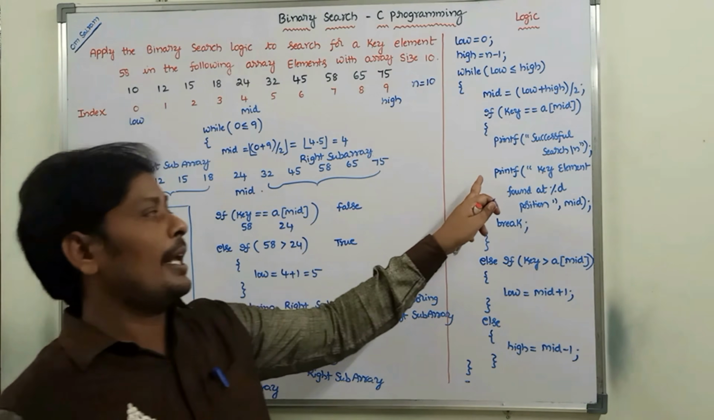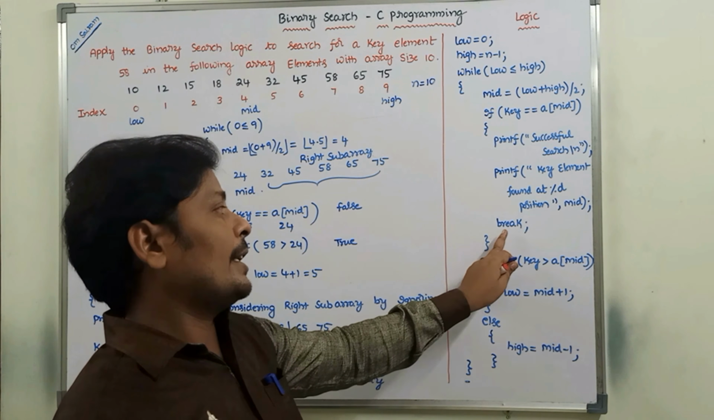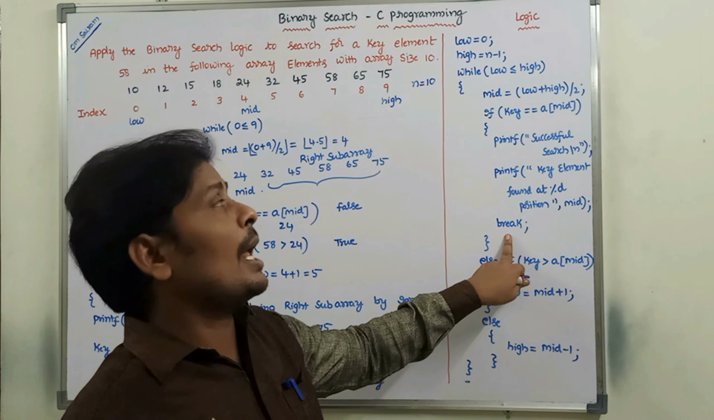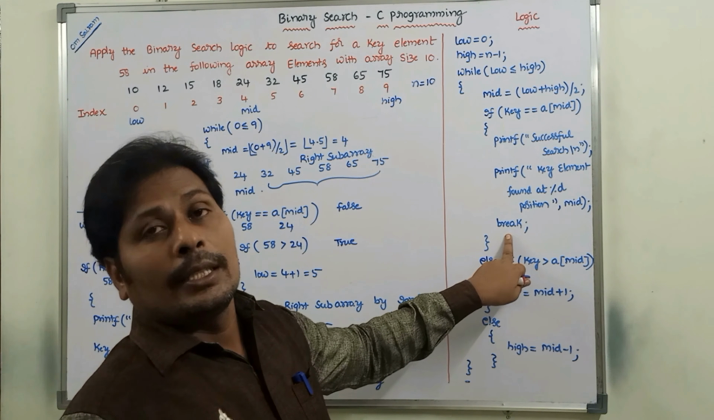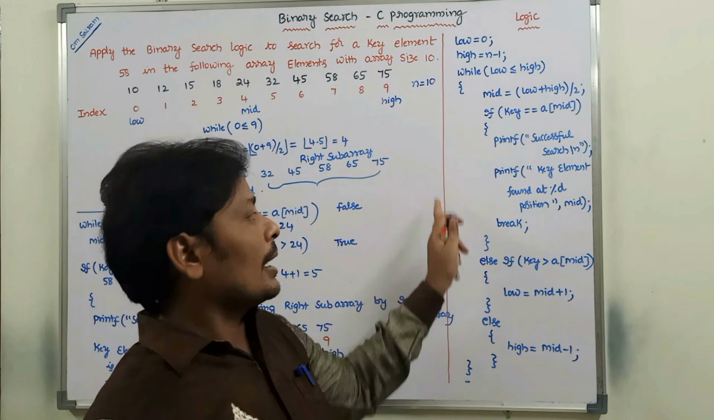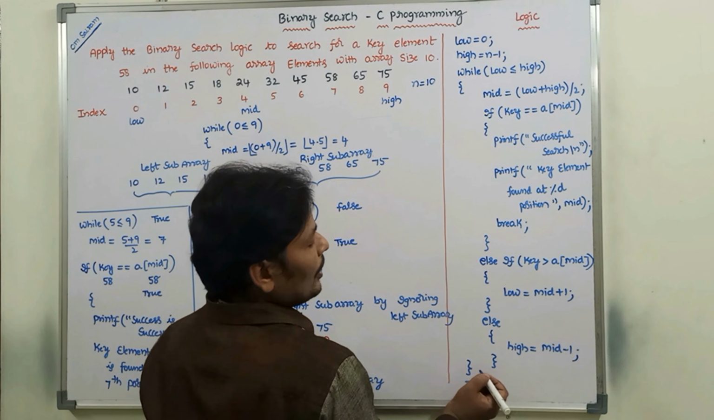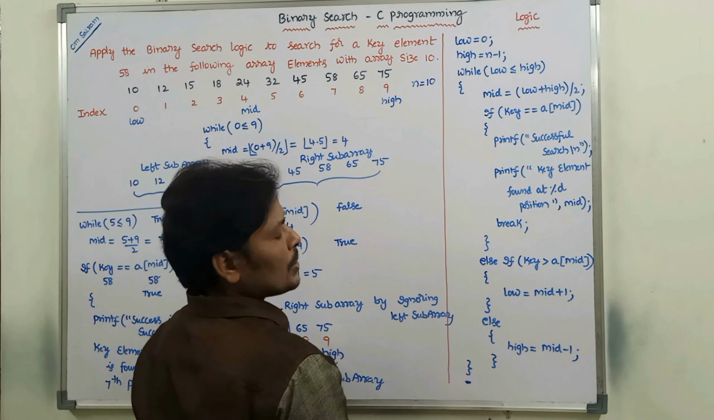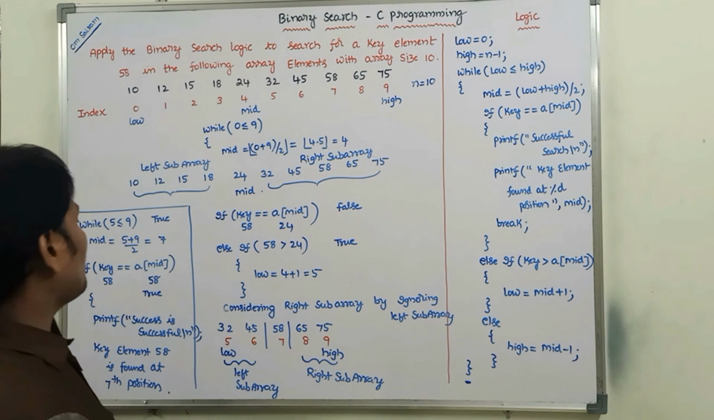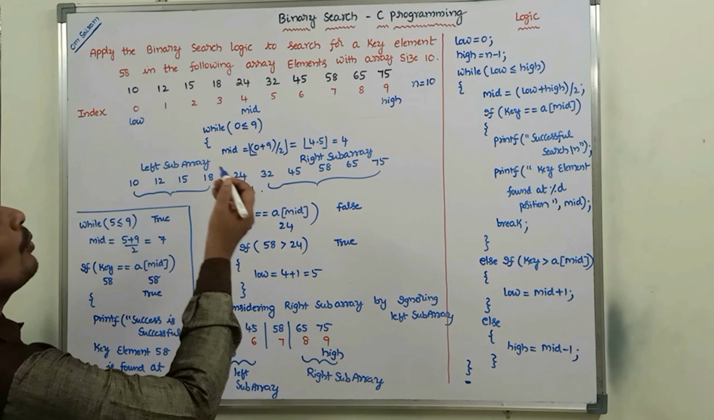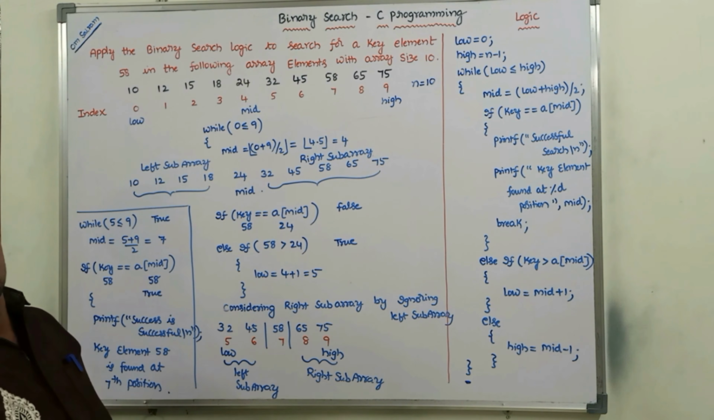This statement is executed. After that, break. So by using the break statement, the program control can be terminated from the current while loop. Then the program control can be transferred to after the while loop. There are no statements there, so the program is terminated. So this is the procedure we have to follow for searching a key element among the given array elements.